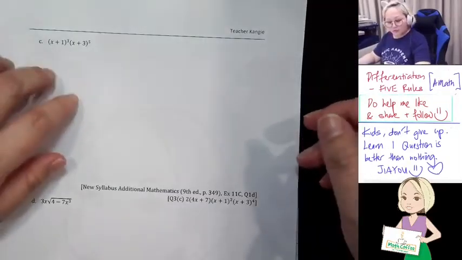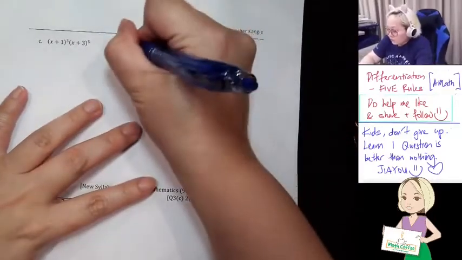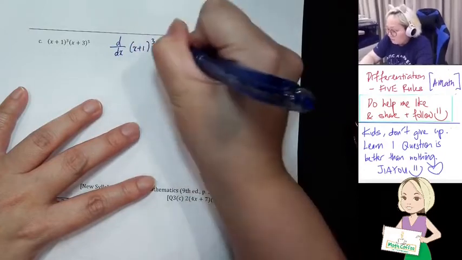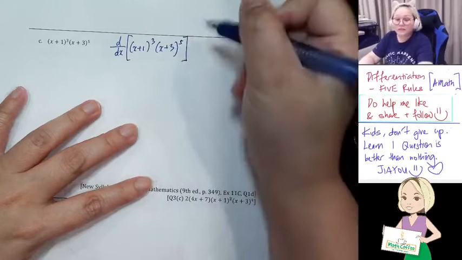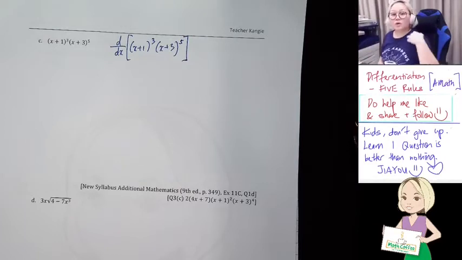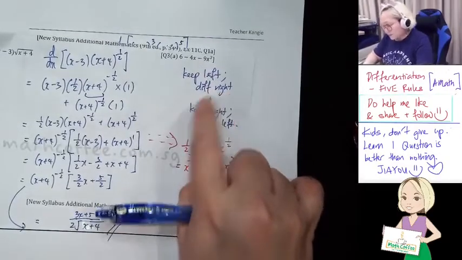So over here, C. I'm supposed to differentiate (x plus 1) to the power of 3, (x plus 3) to the power of 5. Again, take a look and see whether this one can expand or not. If I'm going to expand, I don't know until when. So, of course, we know that we're going to use product rule. So, let's do just as what we did: keep left, differentiate right, plus keep right, differentiate left.